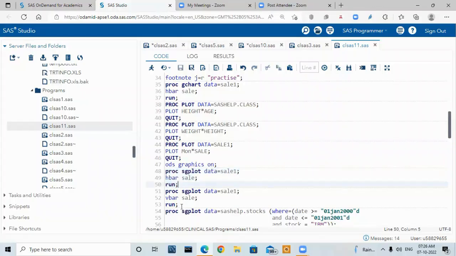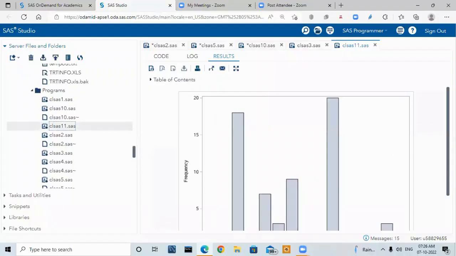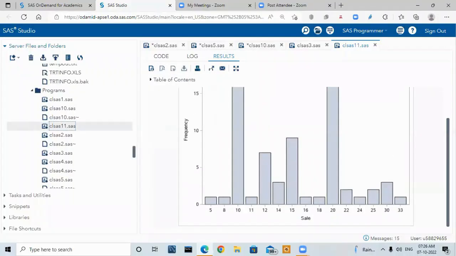Now V bar means what here? Vertical bar. The same program we are running with the vertical bar. That was horizontal bar, this is vertical bar. Let us see the result. Vertical bar means the rectangular bars are vertical. Can you see, everyone? So these are vertical bars you can draw, right? So frequency on the y-axis now, sale on the x-axis. The axes are reversed. Before, sale was on the y-axis. Now sale is on the x-axis, frequency on the y-axis.